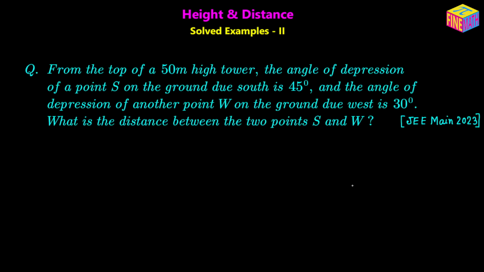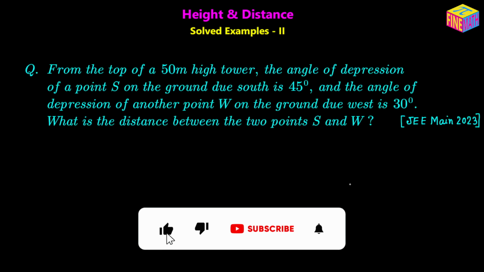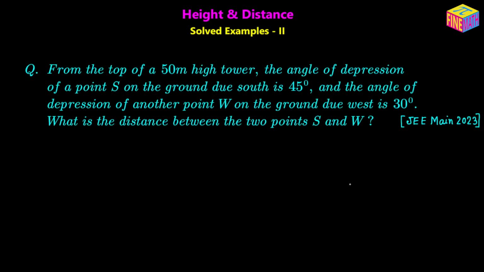Here the question says, from the top of a 50-meter high tower, the angle of depression of a point S on the ground due south is 45 degrees and the angle of depression of another point W on the ground due west is 30 degrees. What is the distance between the 2 points S and W?